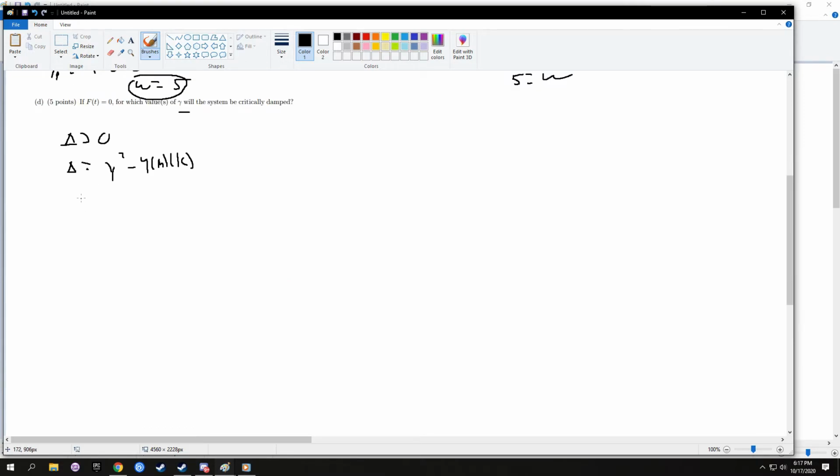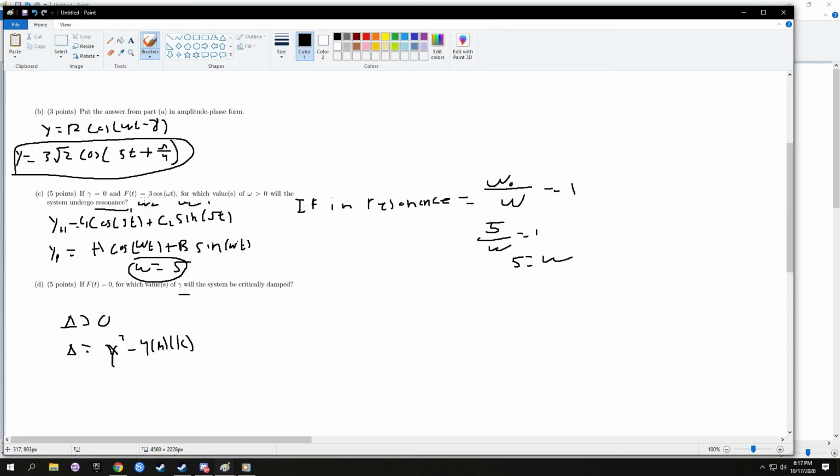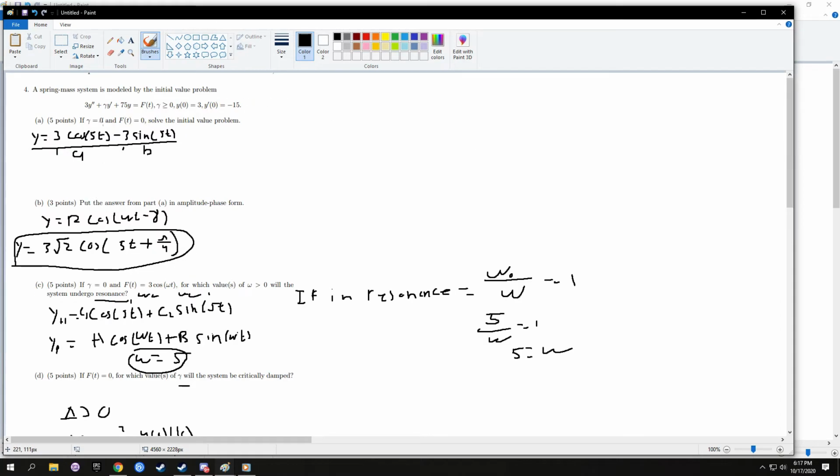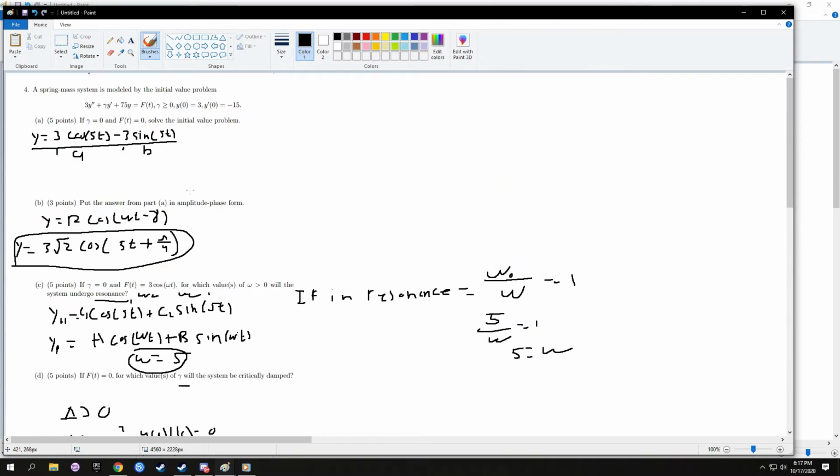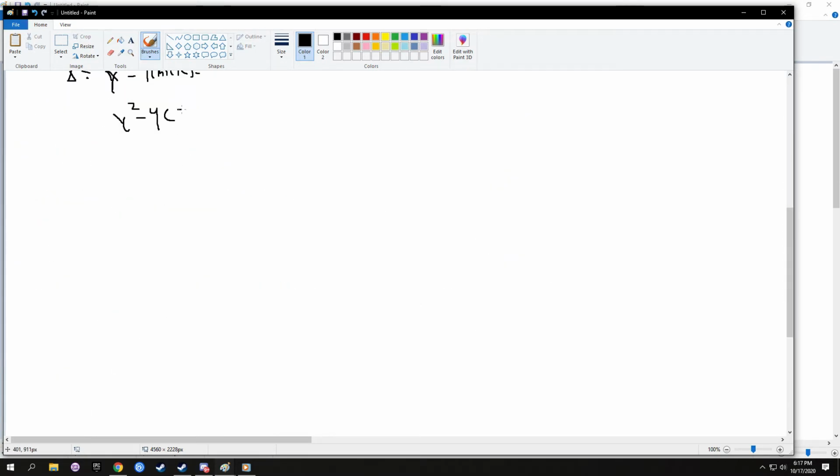But whatever. So this is gamma, by the way, not y. So I have m, and I have k. All I do is plug in, and this would equal 0. So my mass is 3, and this will be 7 equals 0. Now I want to move this all to one side. I'm solving for gamma, right? So this gamma squared would equal 3 times 75.